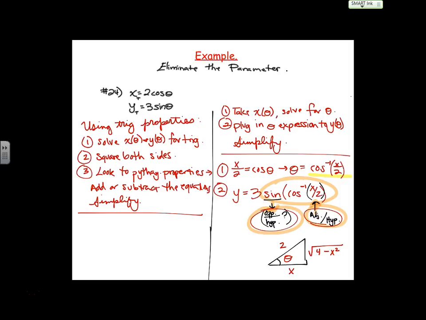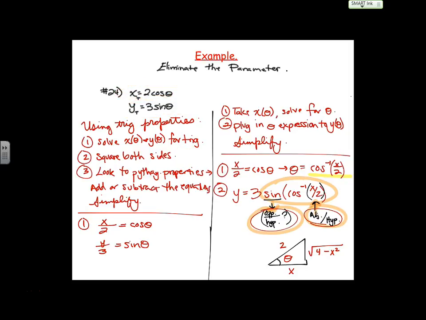So let's follow the steps. Step number 1, solve for trig. So number 1, we're going to go ahead and try to get cosine and sine alone. So I'm going to divide x by 2 to get cosine alone. I'm going to divide y by 3 to get sine alone. Looking at my original equation, divide both sides by 2, divide both sides by 3, getting cosine alone and sine alone, getting my trig alone.